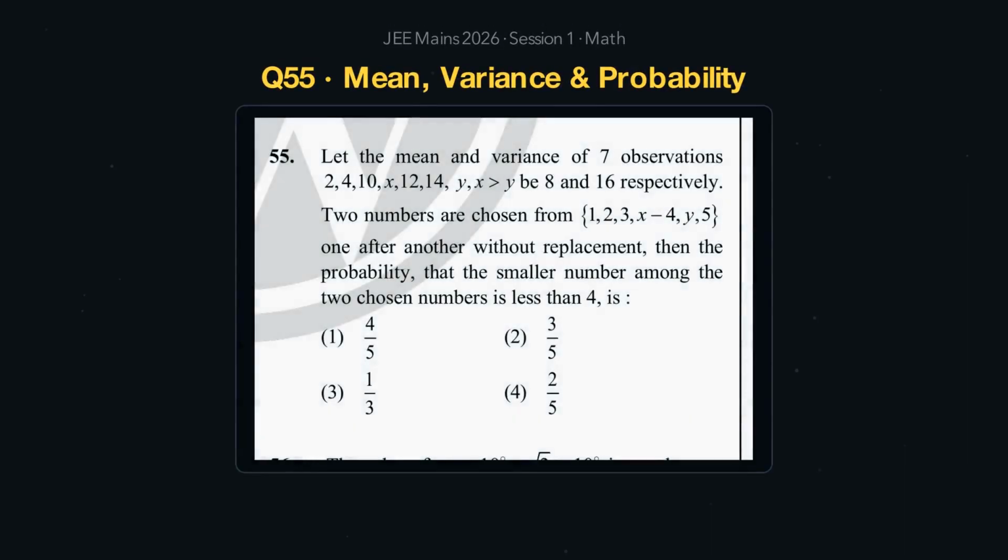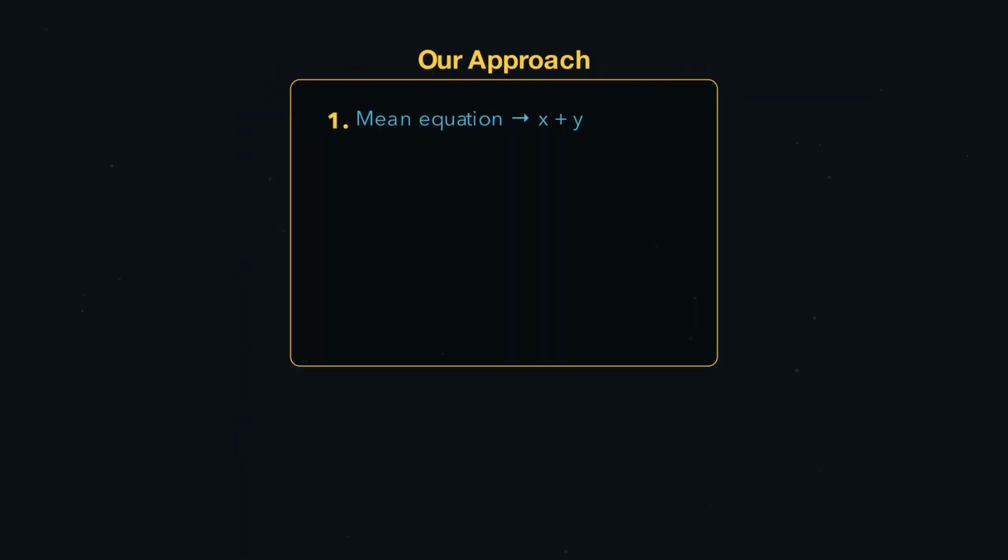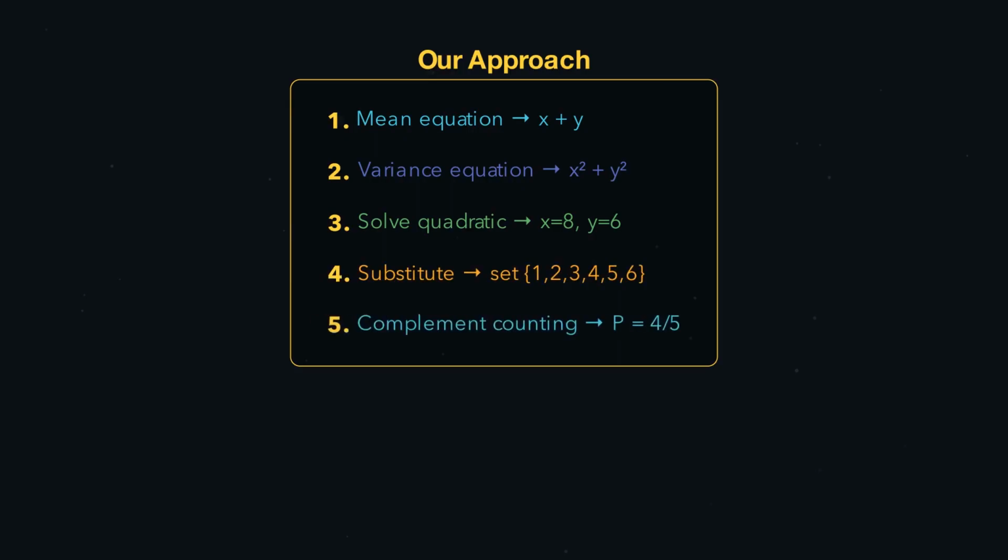7 observations, 2 unknowns, but mean and variance are enough to pin them both down exactly. Here's our approach. First, we'll use the mean condition to get x plus y. Then the variance condition gives us x squared plus y squared. Those 2 pieces together let us find x and y individually. Once we have them, we substitute into the given set and finish with a slick complementary probability argument.